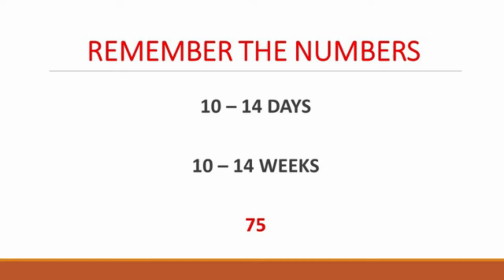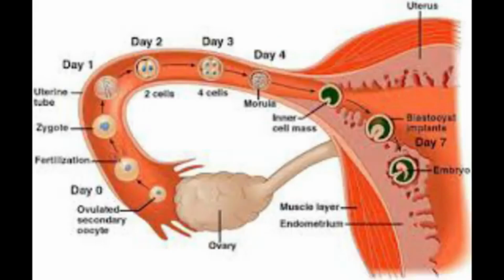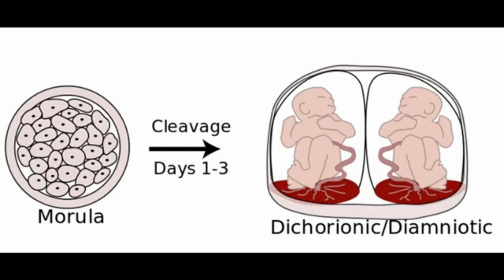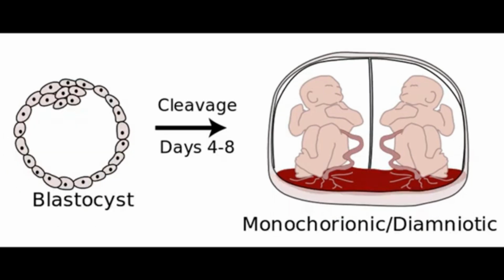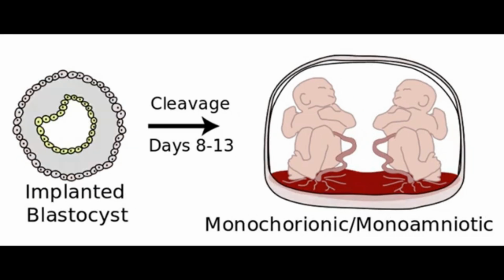We will talk about the basic information about the formation of monochorionic twins, I mean identical twins. After intercourse, one sperm penetrates the ovum and the fertilized egg is called a zygote. It divides fast as 2, 4, 8 and 16 cell stage, and then it is called a morula. This morula happens in 1 to 3 days. Then it becomes a mobile blastocyst on 4 to 8 days. This blastocyst becomes implanted on the 8th to 13th day.